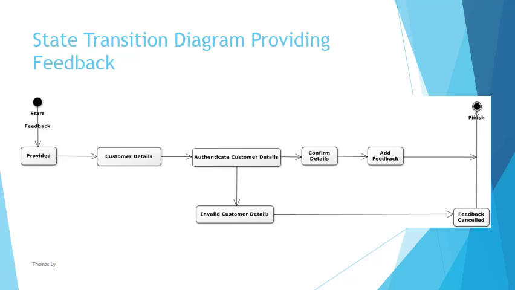The other way would be for the customer to have invalid customer details when authenticating. This would cancel the feedback and end the transition diagram.